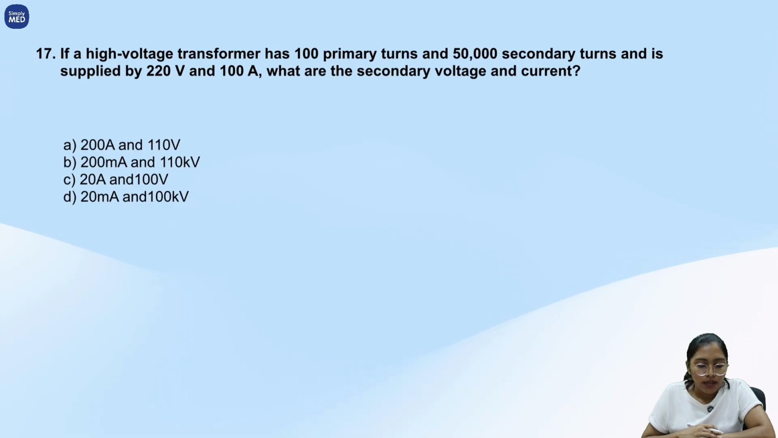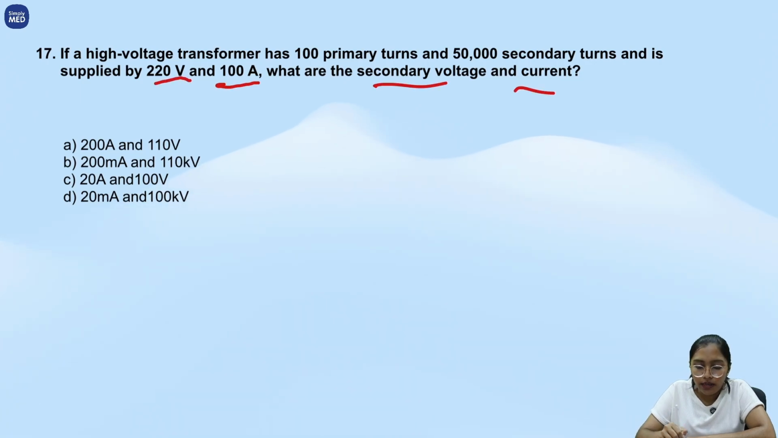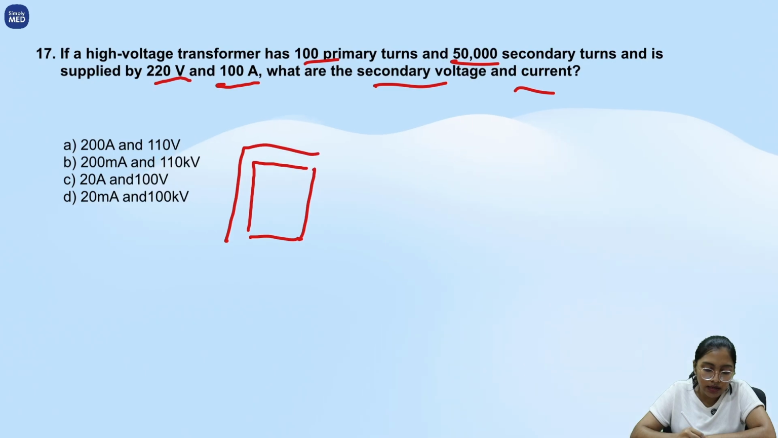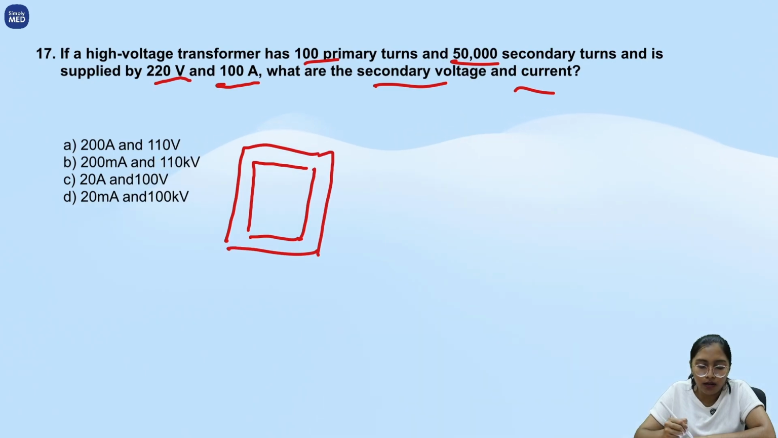Next question is, if a high voltage transformer has primary turns 100 and 50,000 secondary turns and is supplied by 220 volts and 100 amperes, what are the secondary voltage and current? Okay, so this equation is our transformer equation. Do you remember this transformer equation from our lower classes? Like in 8th or 9th, you would have learned this.